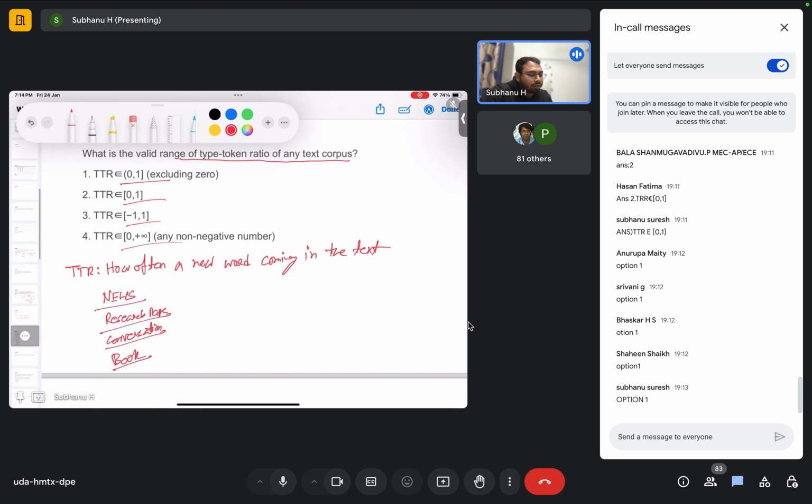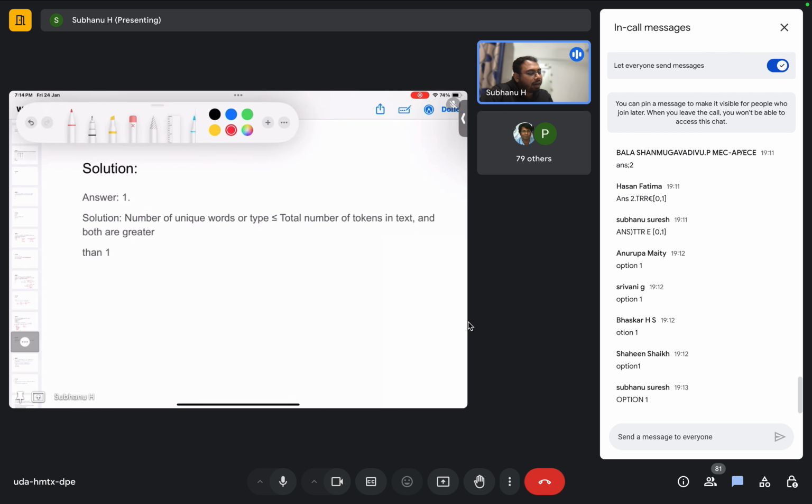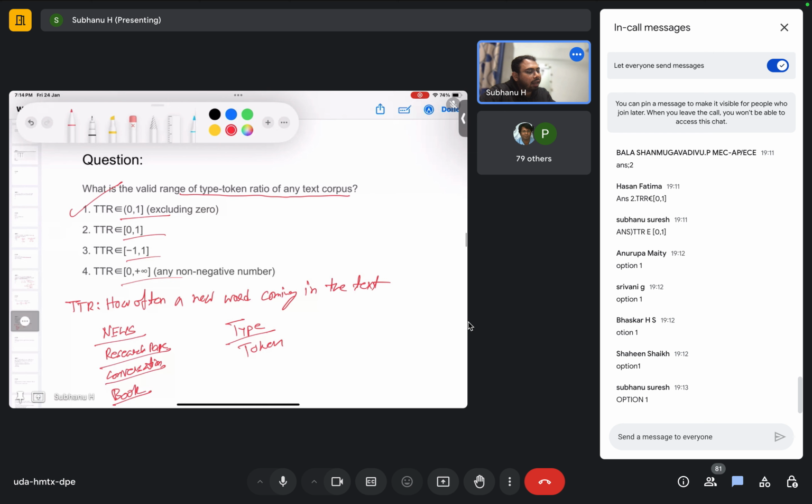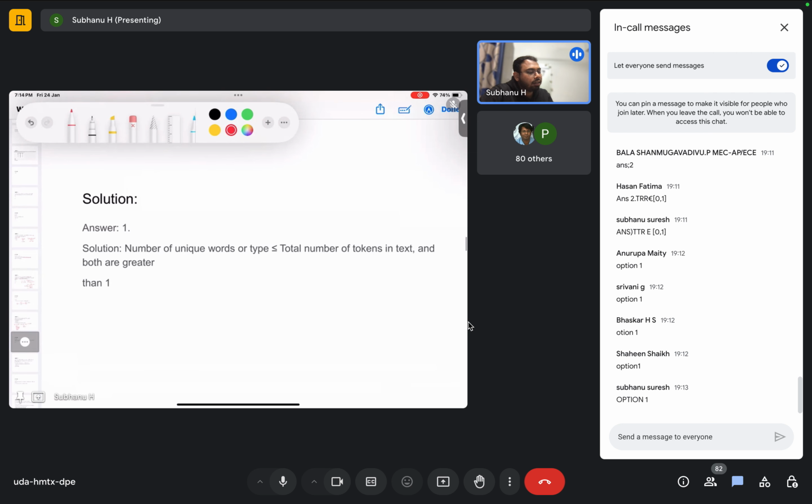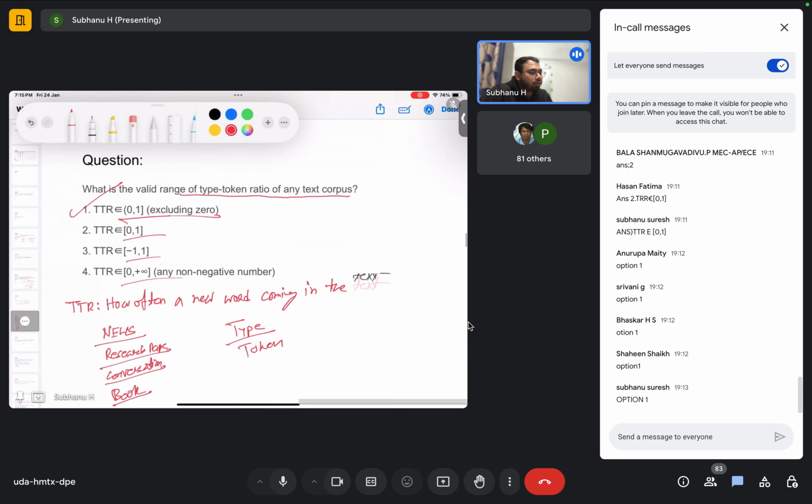This is calculated as type divided by token. I have said that type is the number of unique words and token is the total number of words. So our answer is 0 to 1, excluding 0. Basically, the number of unique words, or types, is less than or equal to the total number of tokens in the text, and both are greater than zero. We have also seen an example of 14 and 13.